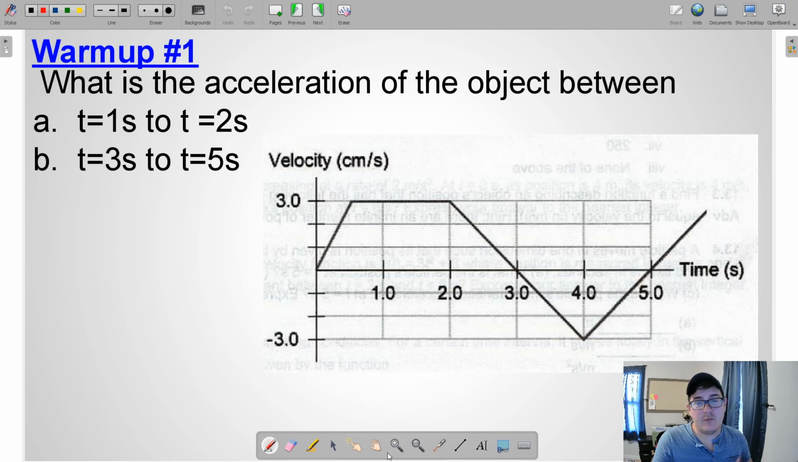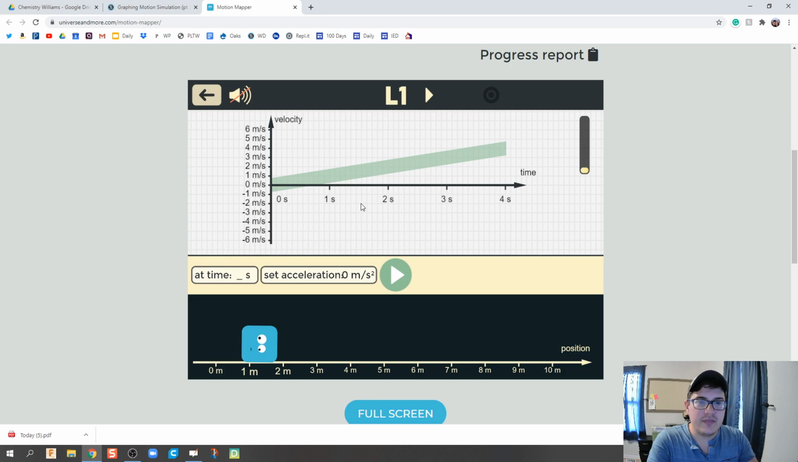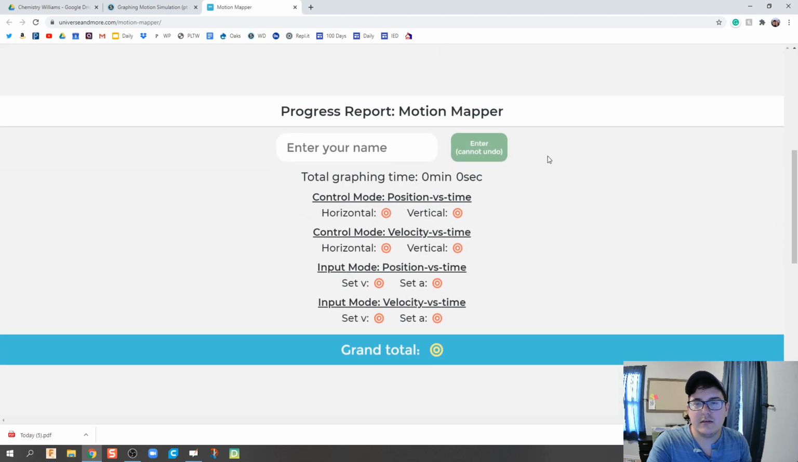Alrighty, ladies and gentlemen, we've really unpacked acceleration and looking at it, how to find it, what is it. If you have any questions, comments, concerns, feel free to reach out to me in whatever way you feel necessary. What I would like you to do is to use what we now know for acceleration with this motion mapper.